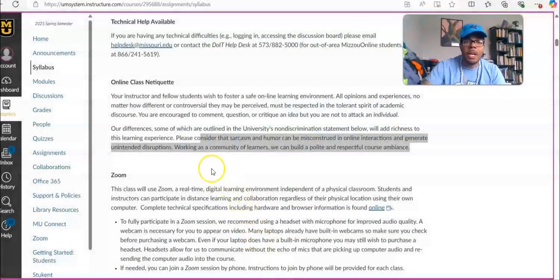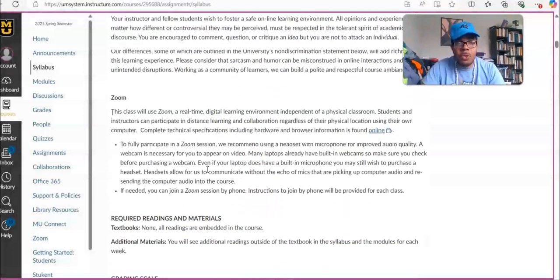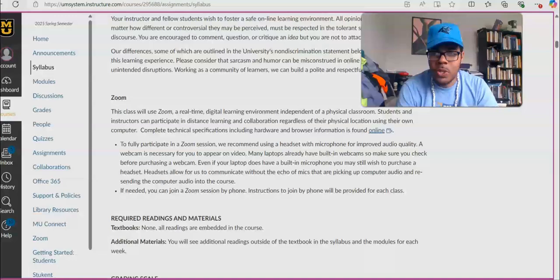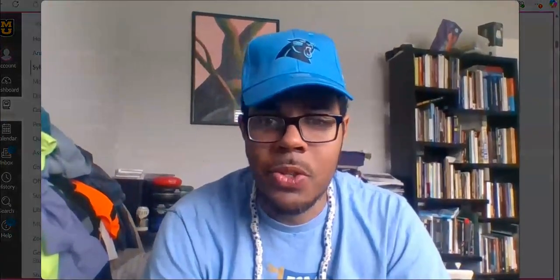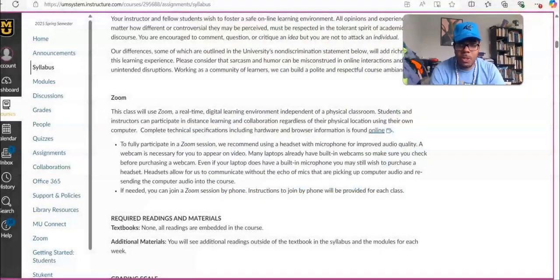So that's that. Zoom, we will be using Zoom for our sync sessions. Zoom is pretty easy to use. I think everybody who is in this program pretty much knows how to use Zoom at this point. If you don't know how to use Zoom, then contact me and I will get you connected with the appropriate people, okay?